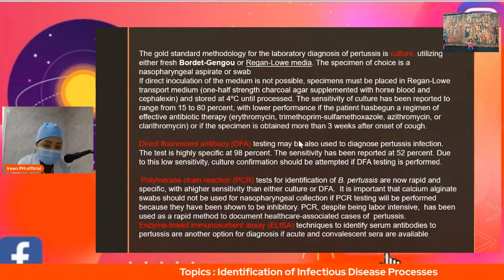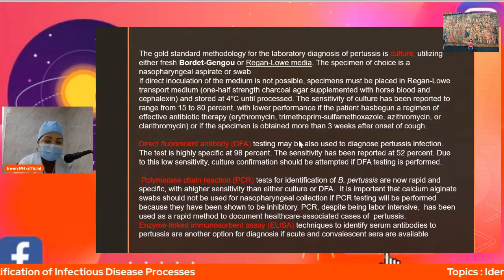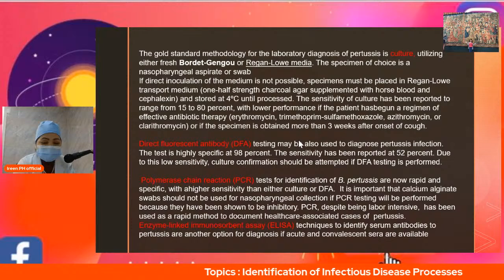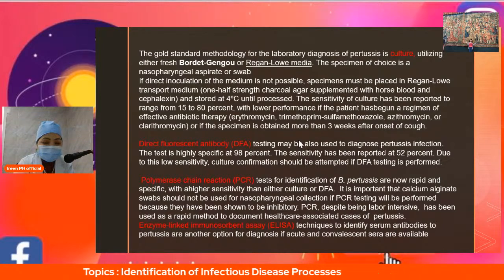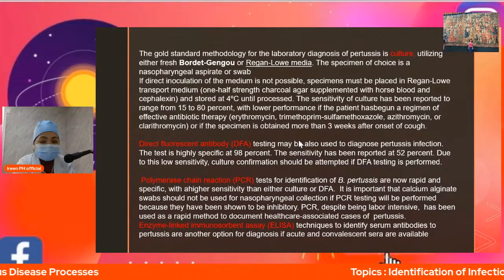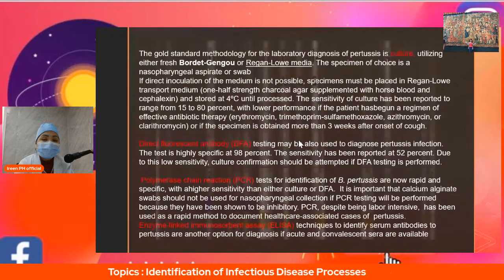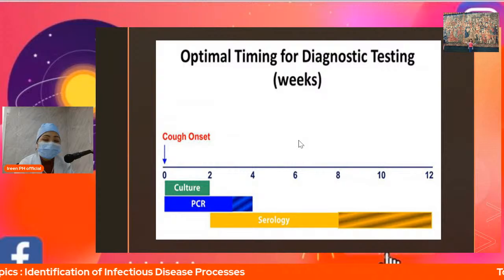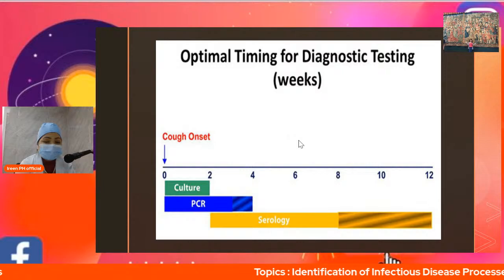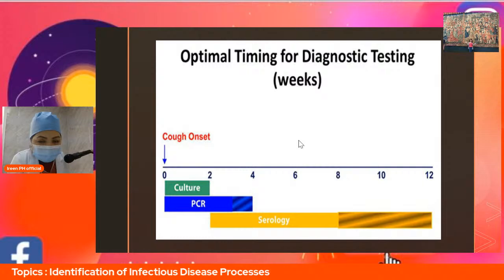The enzyme-linked immunosorbent assay, or ELISA, techniques to identify serum antibodies to pertussis are another option for diagnosis if acute and convalescent sera are available. This is the optimal timing for diagnostic testing: culture, PCR, and serology.